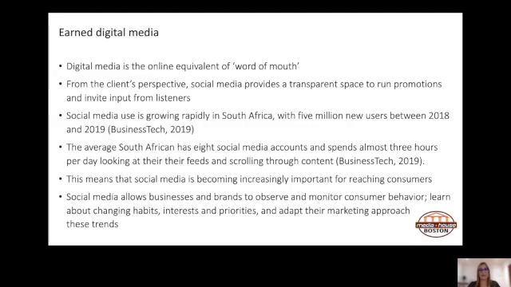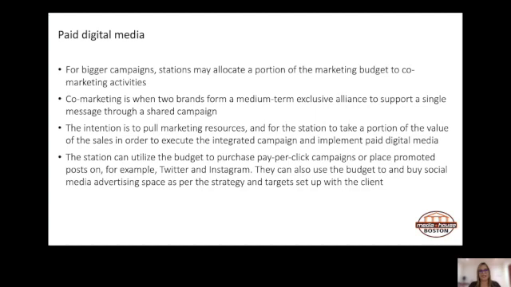Furthermore, social media allows businesses and brands to observe and monitor consumer behavior, to learn about changing habits, interests, priorities, and adapt their marketing approach to suit these trends. So it's very important information that can be gathered. And then the third and final one, paid digital media.